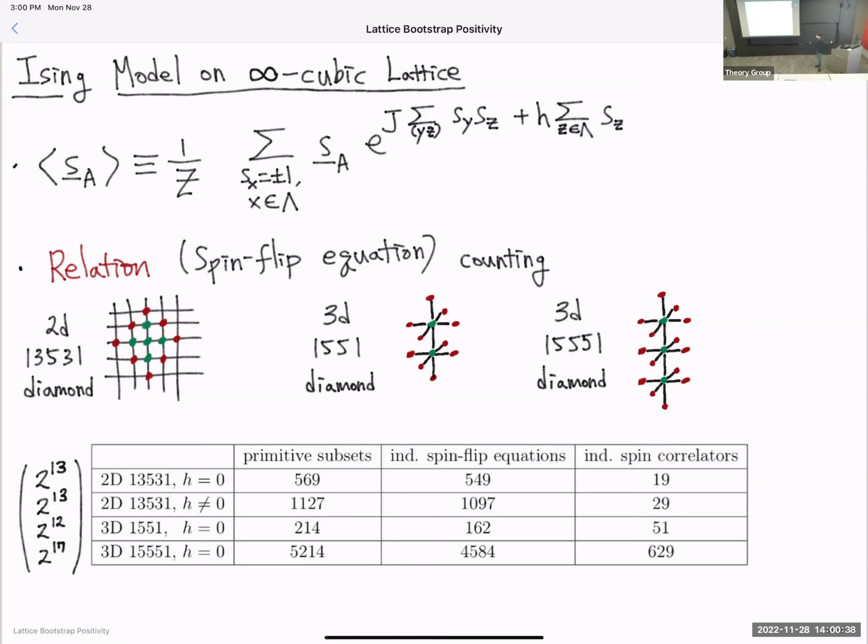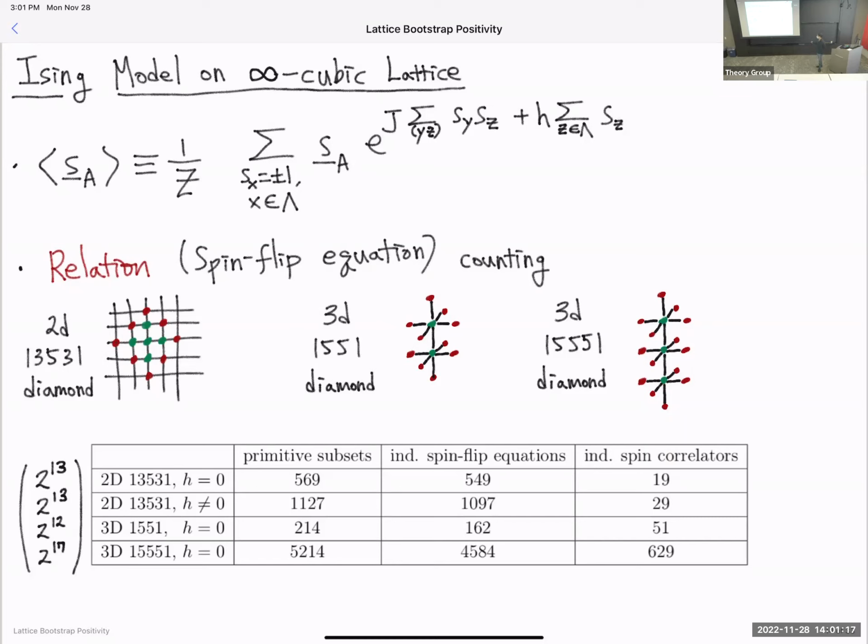So in non-zero external magnetic field case, to begin with, you might say there are 2 to 13 possible spin configurations within this 13-side diamond. Okay. After using symmetry, it reduces down to something of order 1000. But once you write out all possible spin flip equations within this domain, you find that the number of them are again of order 1000. In the end, you're going to end up with only 29 independent spin correlators. Okay. So this is huge reduction in the number of variables.